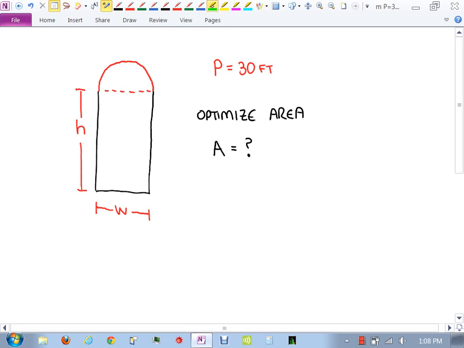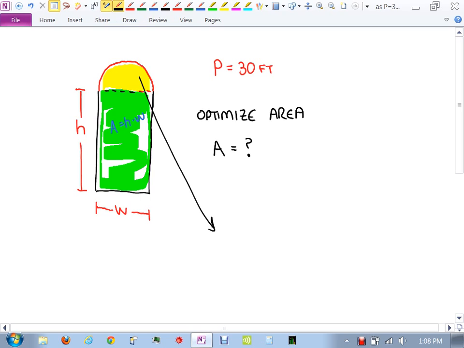But what I can say is that the area of the green, right? This green in here, that area would be H times W. Now, the area of the semicircle we can talk about. Pi r squared is the area of a circle, right? But it's half a circle, right? So how about half pi r squared.